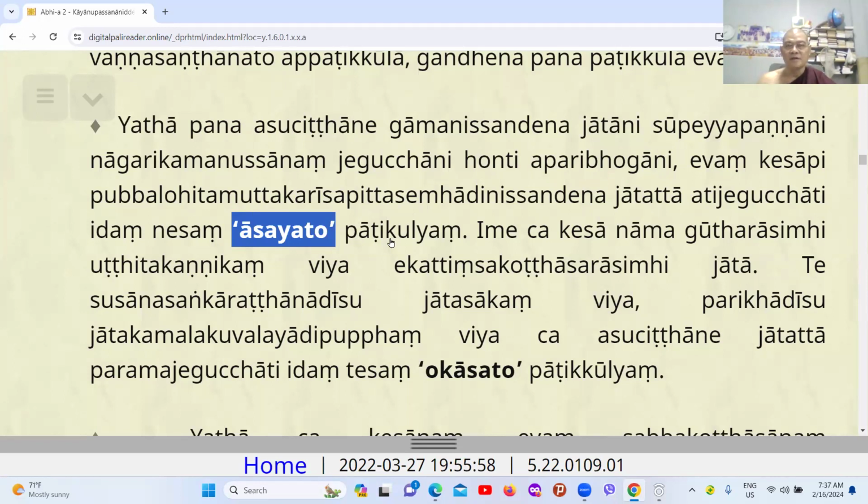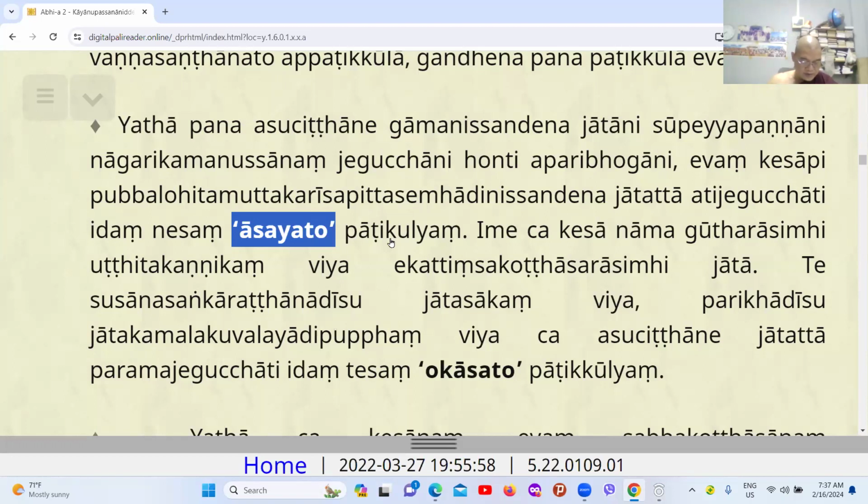Just like a leaf growing near the village, near the toilet, around the toilet there are many leaves, many plants. The people eat those plants just like that. Those plants are very disgusting for city people. Here also, that is the place where the leaves grow. Here also is the place where the kesa grows. The place where the kesa grows is also disgusting.